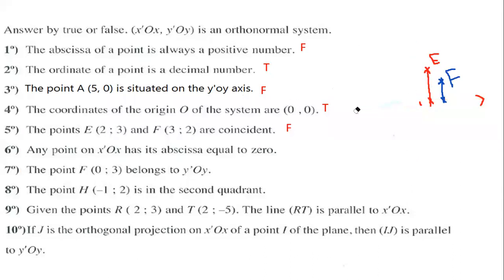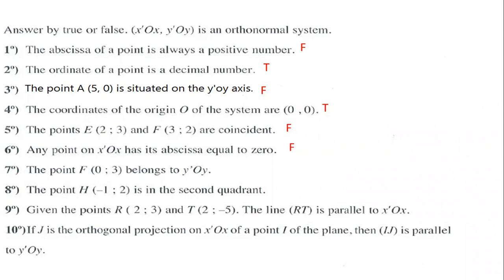Yes. Okay. Let us now move to number 6, and I want Aya. Read number 6, please. Any point on x prime x has its abscissa equal to 0. False. It has ordinate 0, right, Aya? Yes. Thank you, Aya.